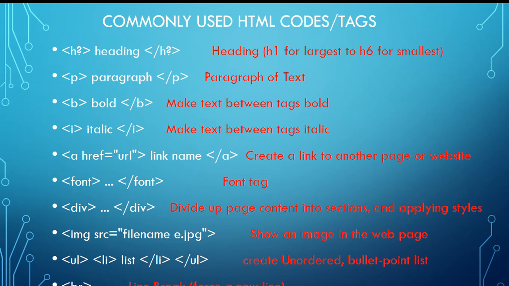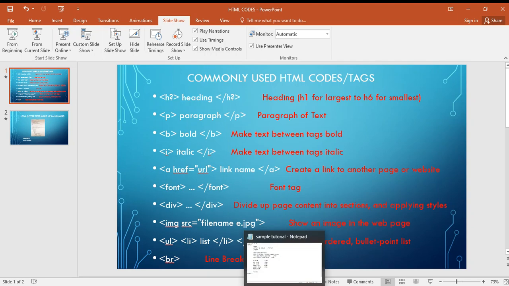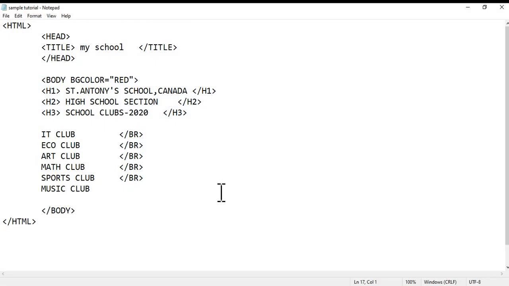Now, I would like to show you how to type a simple HTML code to create a simple web page that displays the name of the school and the different various school clubs in that particular school. So for that, I have made one HTML code in Notepad. So you can type the HTML code in any kind of text editor like Notepad. So here I have typed one simple HTML code in Notepad.